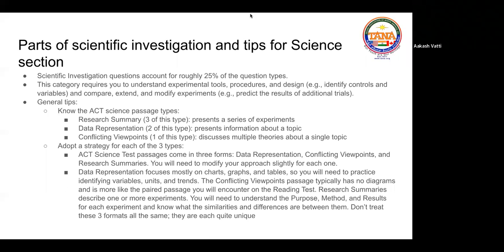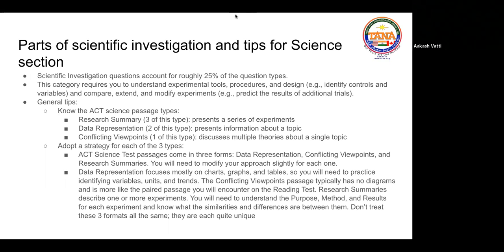So as I said before, the ACT science test comes in 3 forms: data representation, conflicting viewpoints, and research summaries. And you'll need to modify your approach slightly for each one because they are all relatively unique, and you could use a general plan for the same one. However, it would be better to modify it for each specific one.